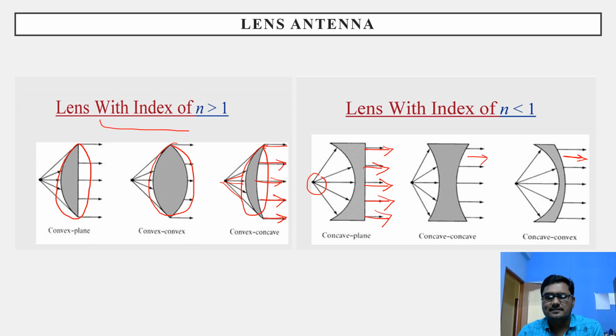Now there is a difference when the index is greater than 1 or when the index is less than 1. We will not enter into that, but I just want to show you how lens antennas are there. They have used the basic principle of a lens to direct the waves. The motto should be clear, that I'm using a lens to direct the waves. This is the last type of antenna.